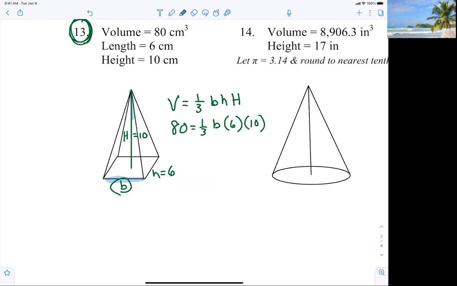Now I want someone to tell me what is 1/3 times 6 times 10. Somebody tell me 1/3, how much? 20. So now I have 80 equals 20B. So now how do I solve that? 80 what? Aren't we dividing? Because it's multiplication. Does that make sense? So we're doing 80 divided by 20. And what's 80 divided by 20? So B equals 4. All right, I'm good with that.